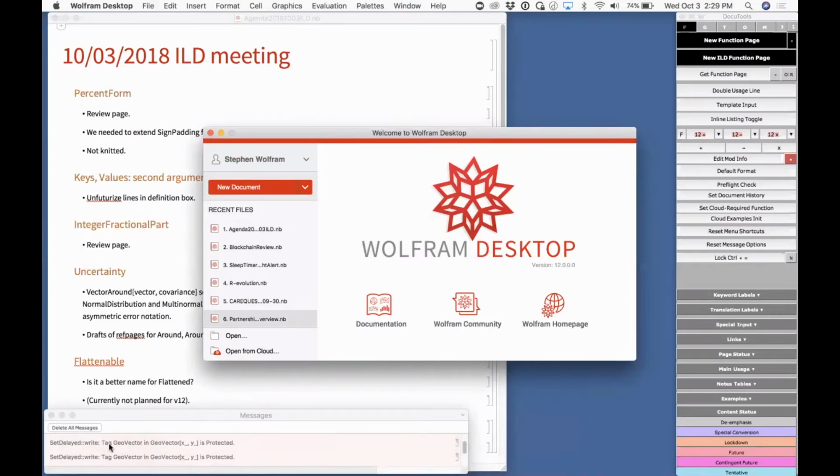Okay. By the way, what's this tag geovector and whatever is protected? That looks like a bug in today's build. I'm looking at it. Yeah. Thanks.